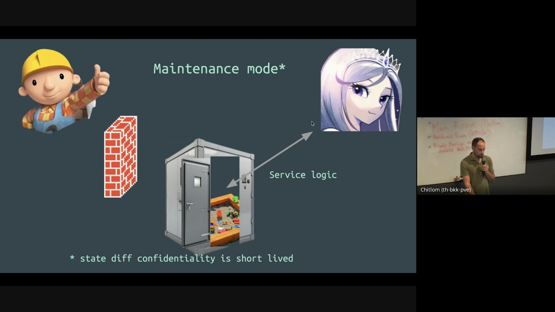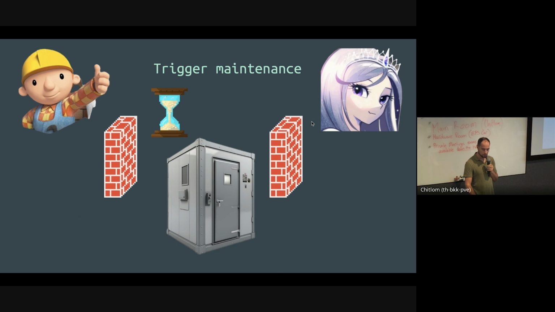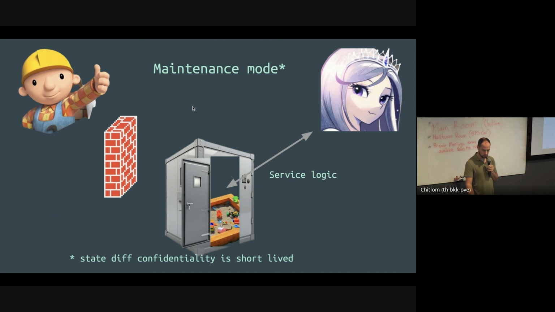And why can we do this? Very important, because the confidentiality of the state diff is very short-lived. If you see a couple of blocks, after that, any kind of transaction that had value before that is most likely not valuable anymore. So that's why we can give access again. Of course, only within a delay, say 5 or 10 minutes or whatever you want, we can give maintenance mode.